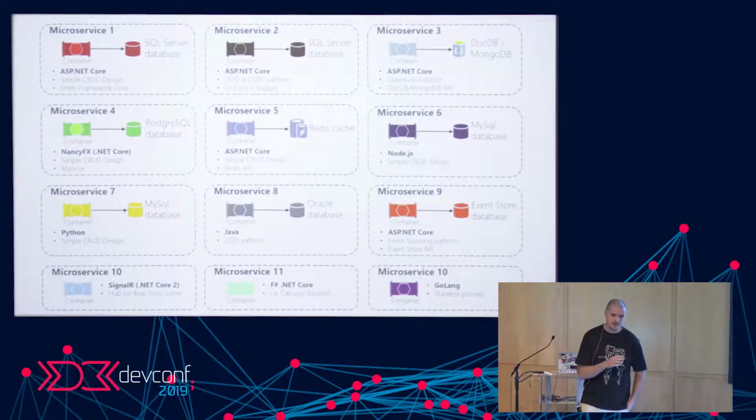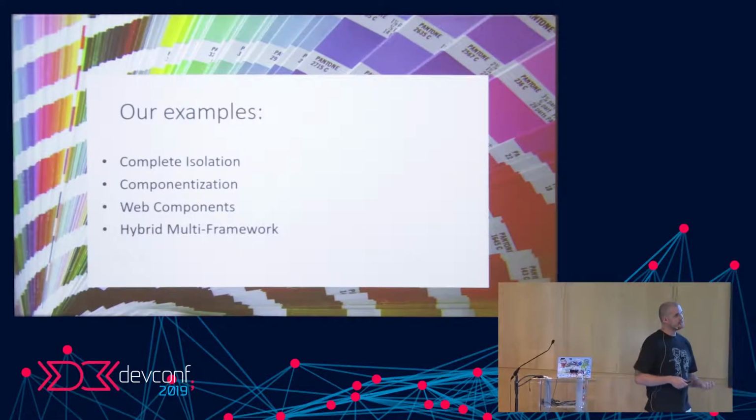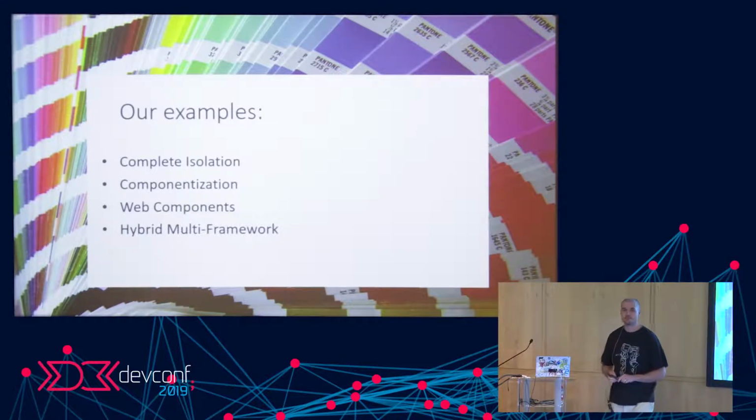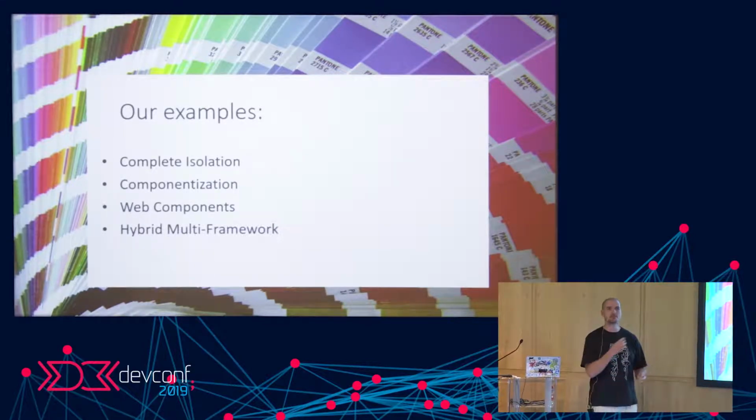So we're going to take a look at techniques from the microservices space that we can apply on the front end to see how we can have different bits of JavaScript with different frameworks hosted in one application on the front end, and how we can bring everything together. The techniques we're going to look at today: we're first going to start with complete isolation. Then we're going to go into componentization. We're going to extend that further with web components. And then we're going to take a step back and look at having hybrid multi-frameworks within one application on the front end. There are obviously pros and cons for each, so you'll have to decide which technique fits better for your environment.